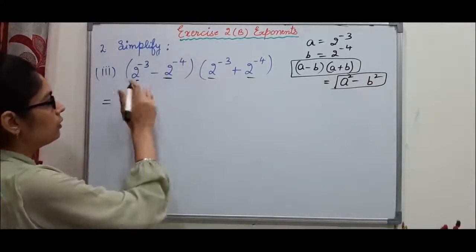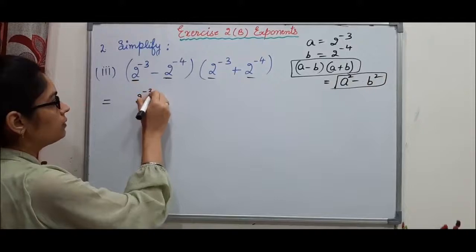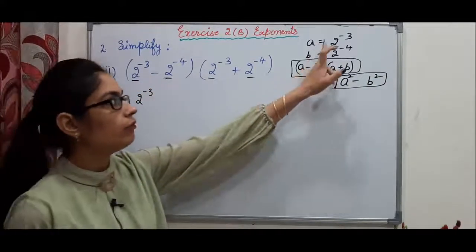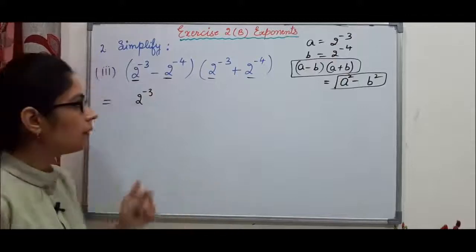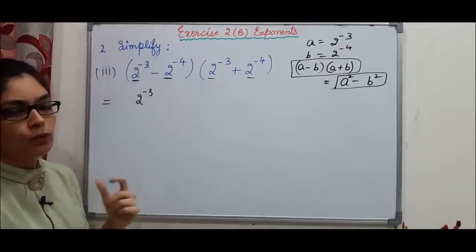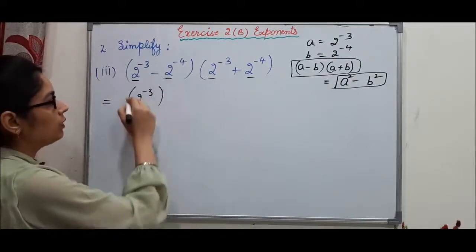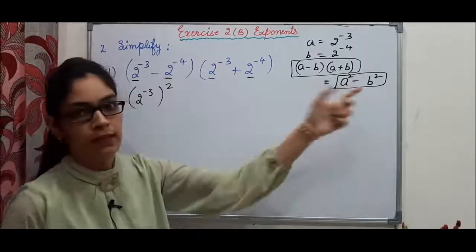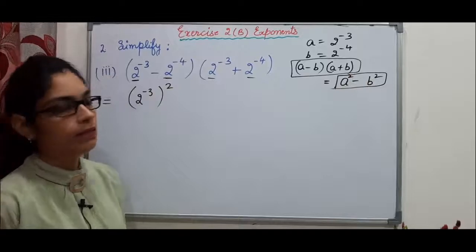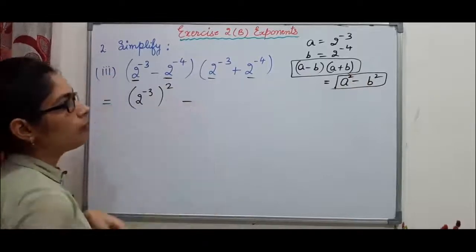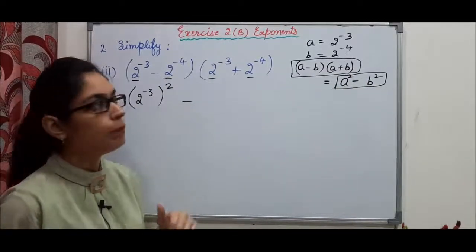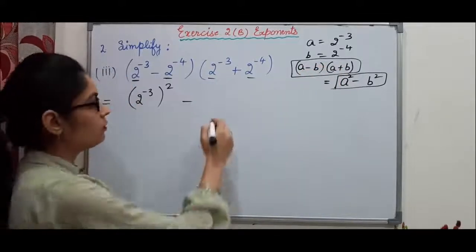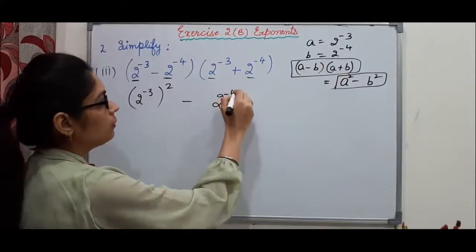A square, so a is 2 to the power minus 3. Write it along with the power. Full value I have written, 2 to the power minus 3. So in place of a, write 2 to the power minus 3. Then whole square, because it is a square. A is 2 to the power minus 3 and full square, minus b square. First write b. b I have already written, 2 to the power minus 4.